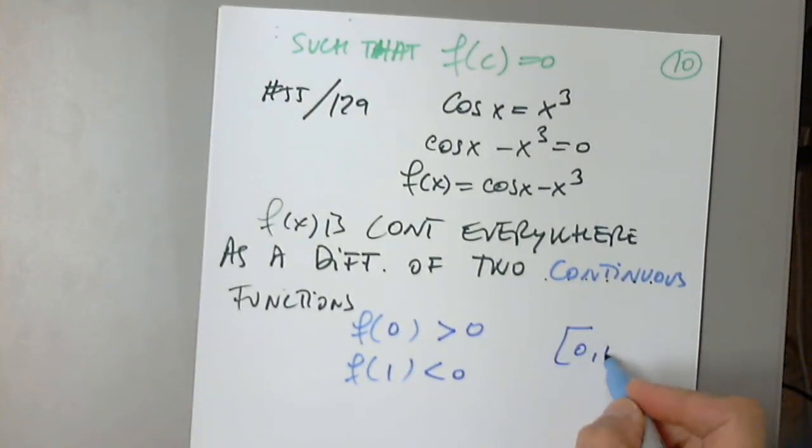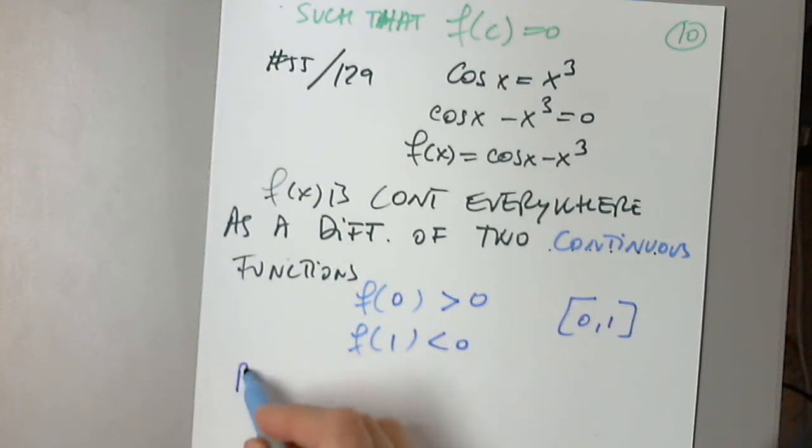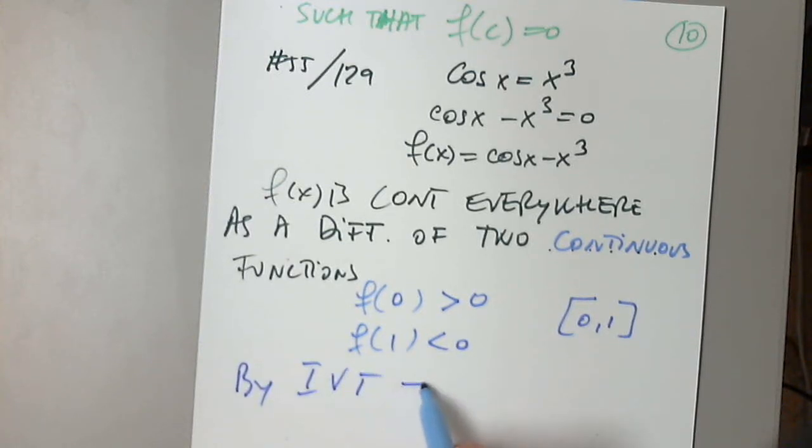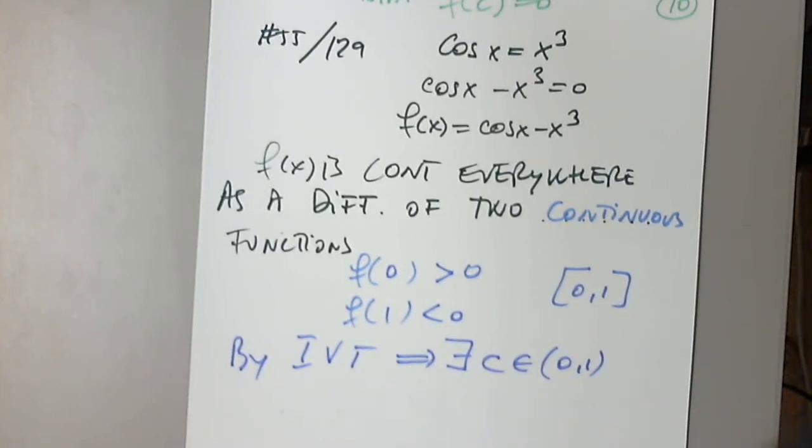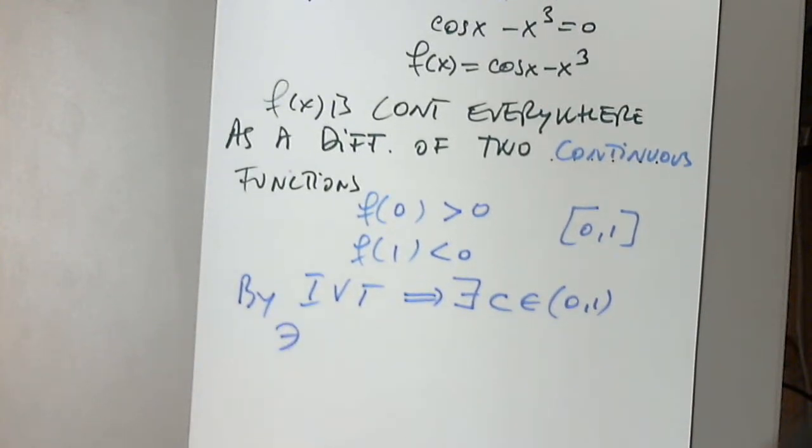So the interval is 0, 1. Therefore, by IVT, I will find C in the interval 0, 1 such that f of C is 0. The function is continuous on the interval 0, 1, and it changes sign.